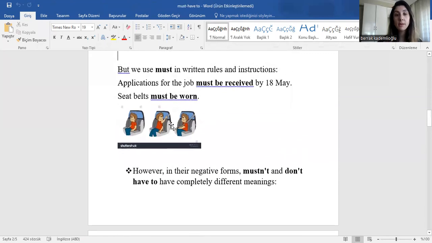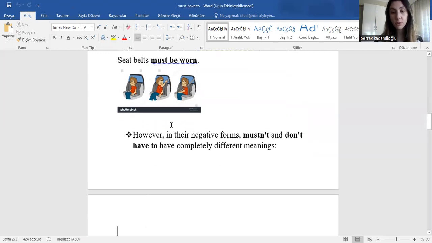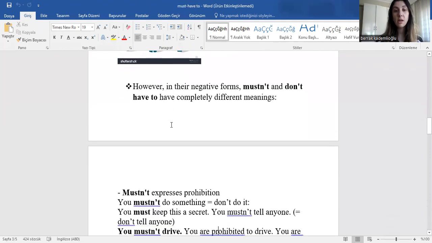But we use must in written rules and instructions. For example, seatbelts must be worn. When we are driving a car or sitting by the driver, you must wear your seatbelt. However, in their negative forms, mustn't and don't have to have completely different meanings.